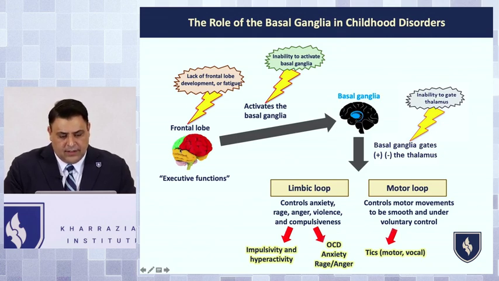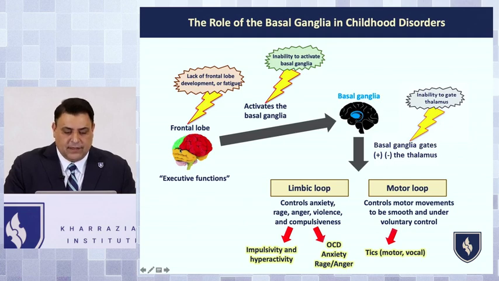For example, some children that are suffering from attention deficit hyperactivity disorder, ADHD, their frontal lobes are not really completely developed. They're not efficient. They're not getting proper epinephrine, norepinephrine, dopamine responses. They can't activate the basal ganglia. The reason they get hyperactivity is because they can't gate their limbic loop. They have a strong relationship with their limbic loop, and they get impulsivity and hyperactivity.